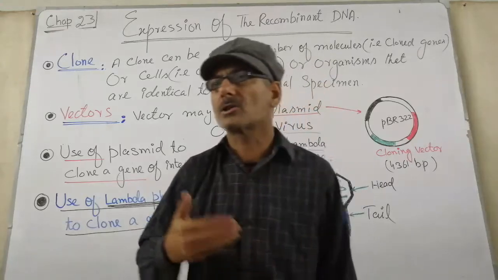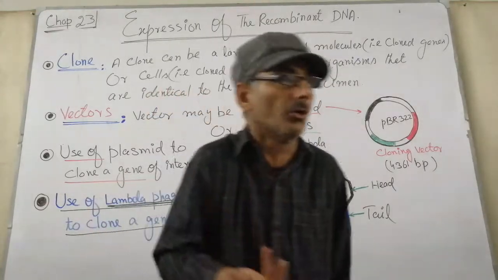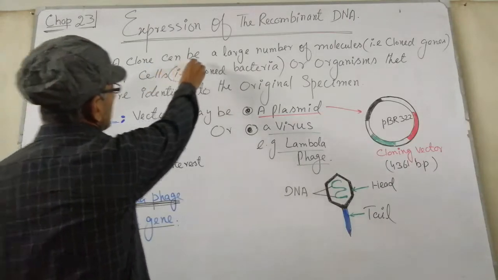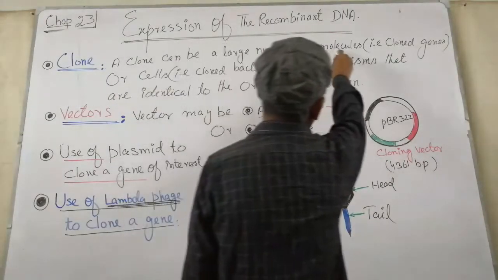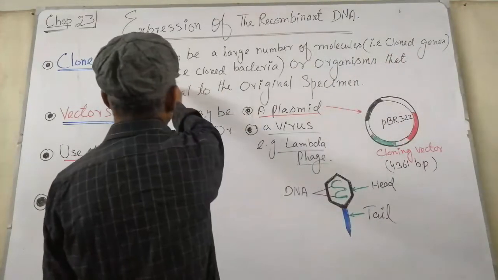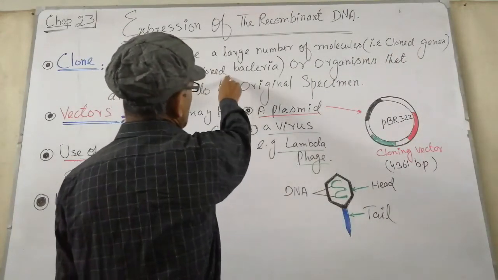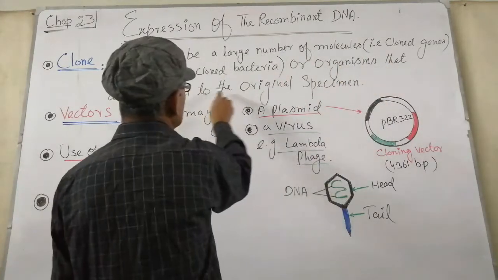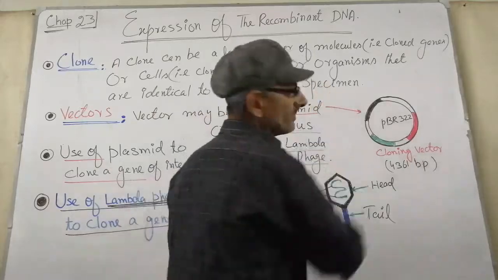And so, now question arises, what is a clone? A clone can be a large number of molecules, that is cloned genes, or cells, that is cloned bacteria or organisms that are identical to the original specimen.